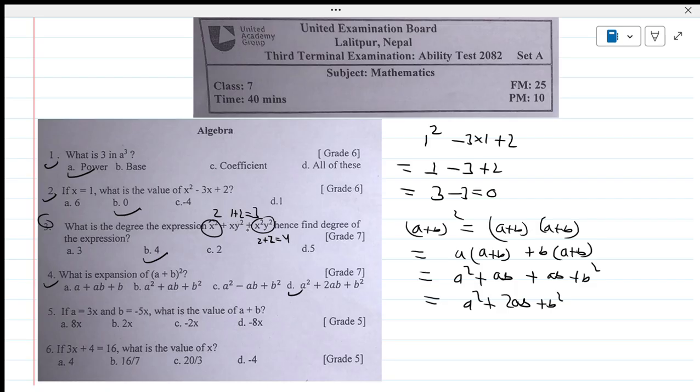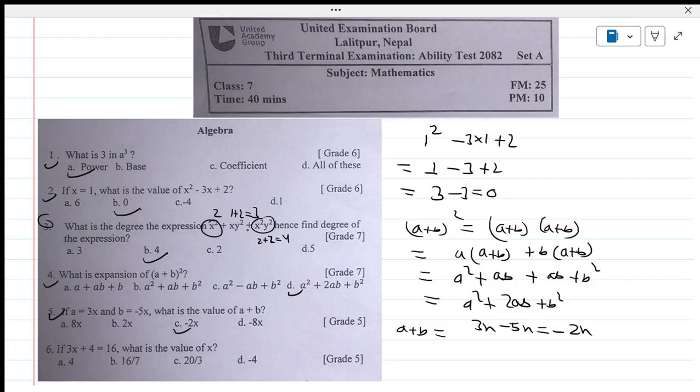Now in number 5, we're given that a is 3x and b is minus 5x, and we have to find the value of a plus b. So a plus b equals 3x minus 5x, so it has to be subtracted. We get 2x, and be very careful, 5x is greater and its sign is minus, so we have to keep the minus. So a plus b is minus 2x, and the correct answer is C.